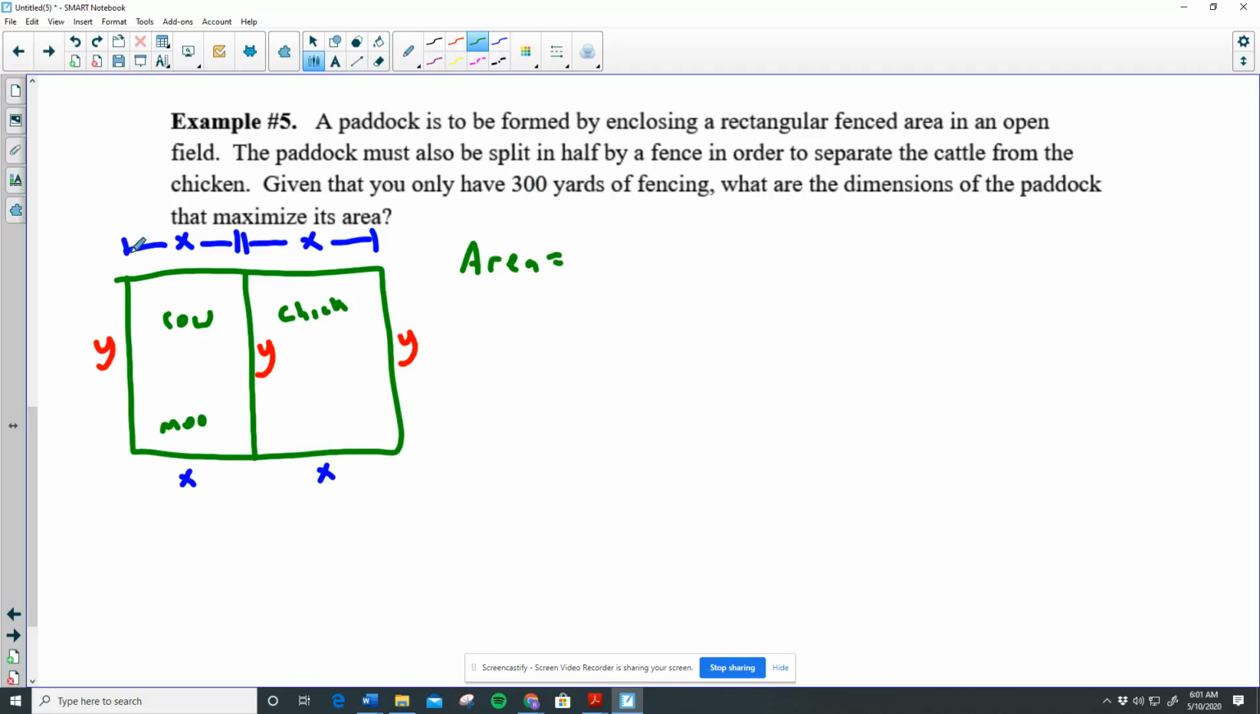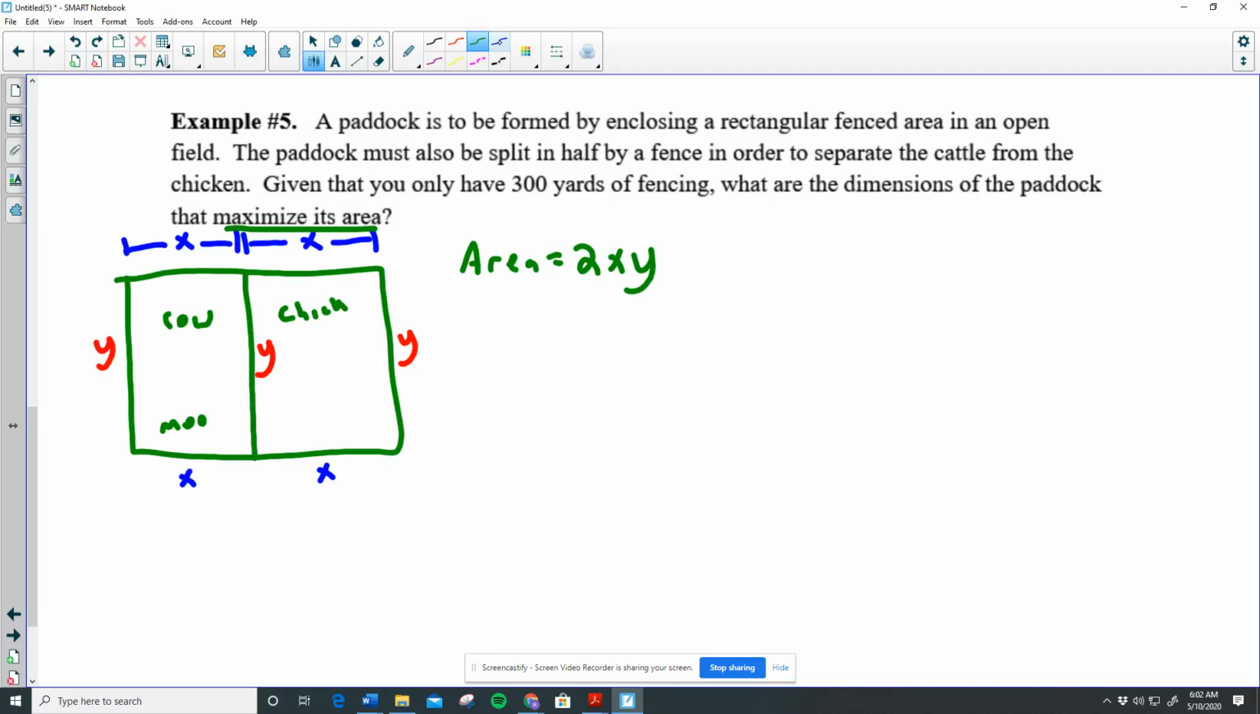Well, what is my total width? It's 2X. What's the length of my paddock? It's Y. So I've written a function of what I'm trying to maximize. I'm trying to maximize area. Okay? I've written a function in terms of area. It's the subject of the function, and it equals 2 times xy.